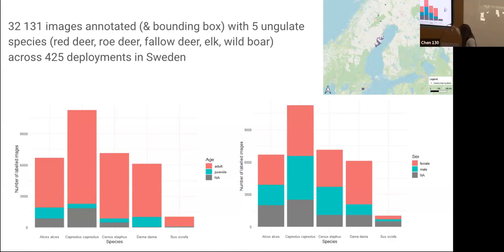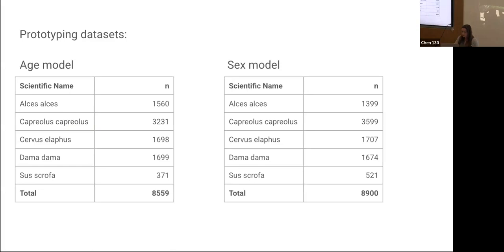And you see here the distribution of age and sex, because I want to create an identification model that can distinguish age and sex of those five species. So I created a prototyping data set of about 8,000 images for the age model and 8,000 for the sex model, just to limit and speed up the process a bit.